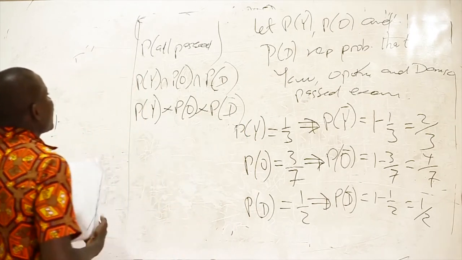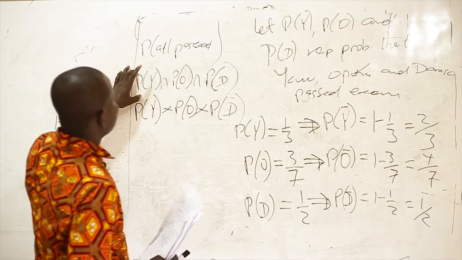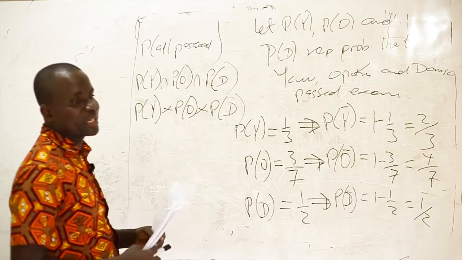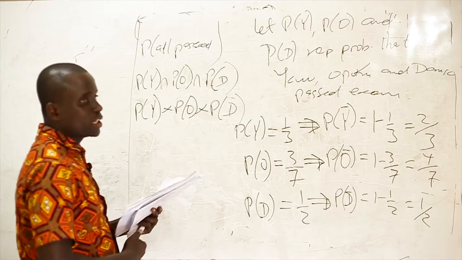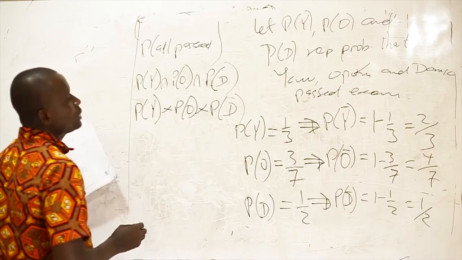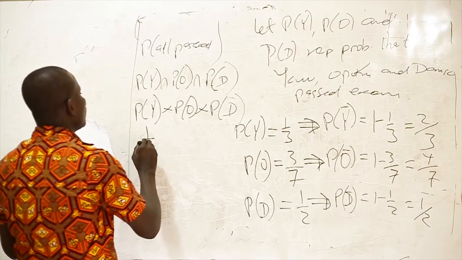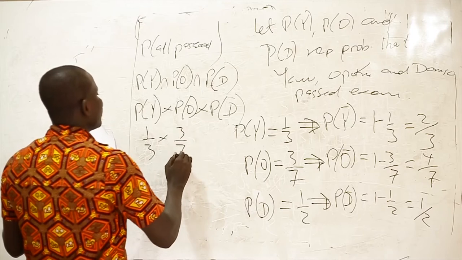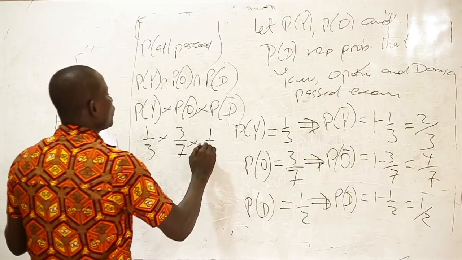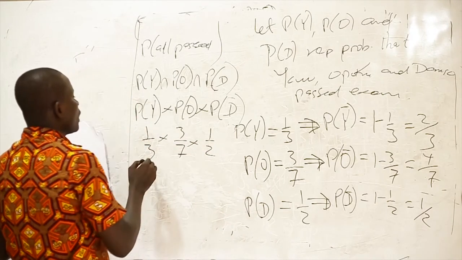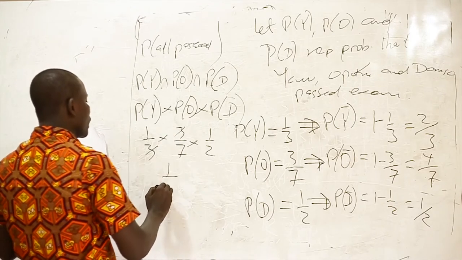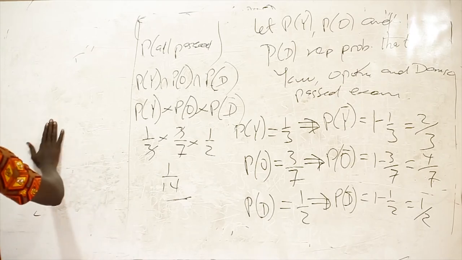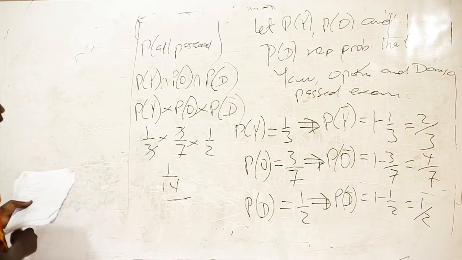Here you are saying the probability that Yao passes and Opoku passes and Danso passes. So "and" tends to multiplication. Why is "or" tends to addition? So over here, what is P(Y)? P(Y) is 1 over 3, times P(O), 3 over 7, times P(D), 1 over 2. When you work it out, you are going to get 1 over 14. So the probability that all of them pass is 1 over 14. Okay?